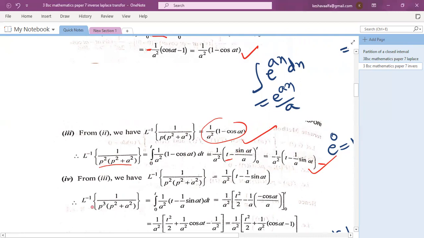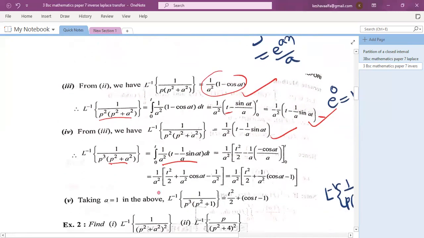If we have p cube, that is L inverse of 1 by p cube into p square plus a square. Already we know that 1 by p square into p square plus a square is this value. So integrate again, third time integration, that is integral 0 to t, 1 by a square, t minus 1 by a sin a t dt. So 1 by a square is constant. Now integral t dt is t square by 2, 1 by a.